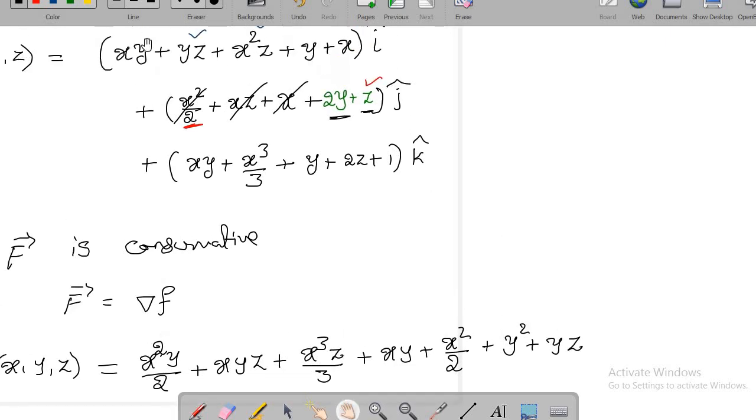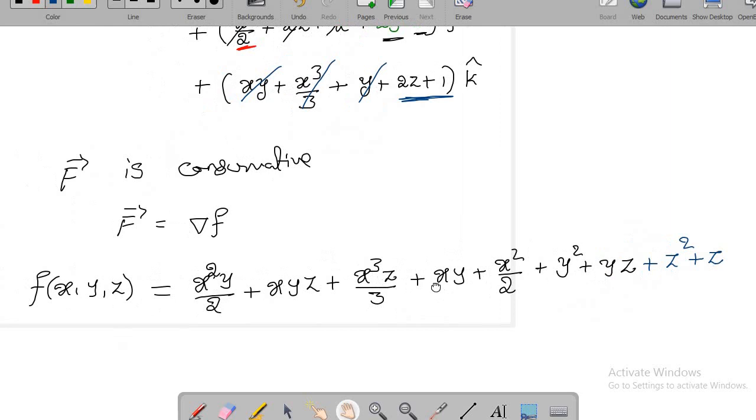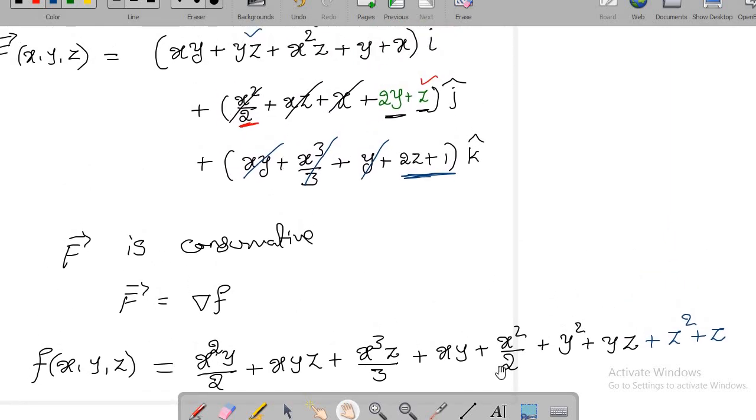Next, when you come to the last expression, you look at the terms which are free from both x and y. This is not free from x and y, this is not. Only these two terms are free from x and y. So this plus z square plus a constant. That's it. So this is the scalar function whose gradient is exactly whatever we have written above.